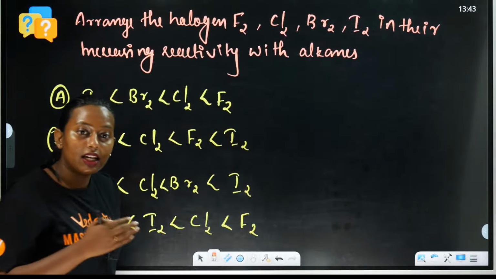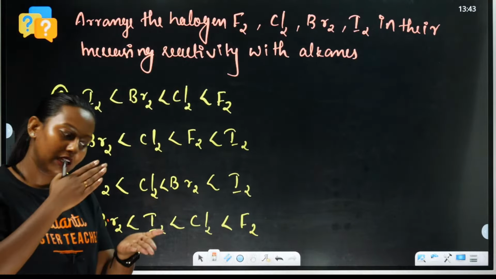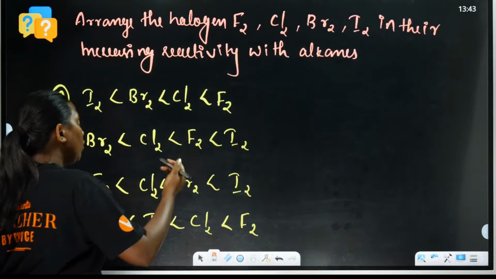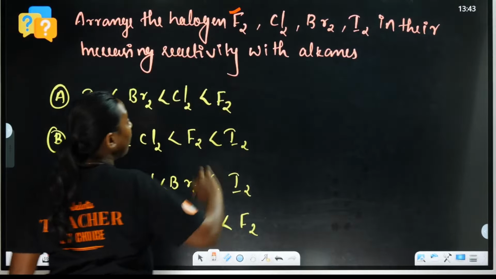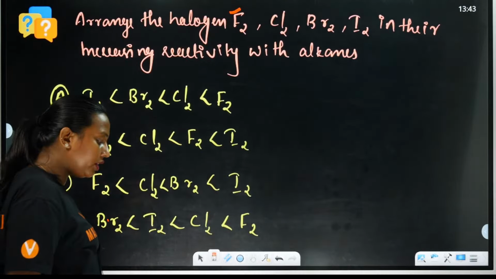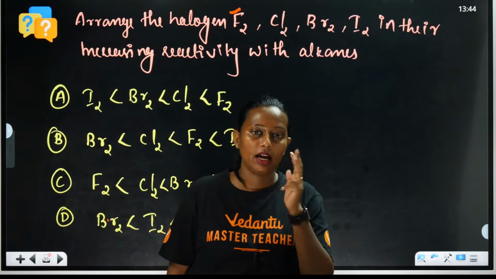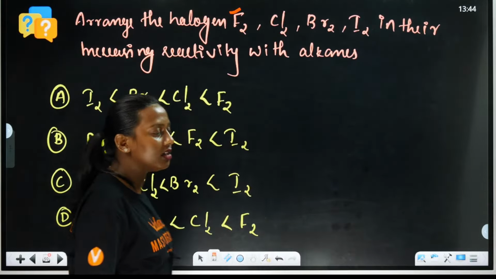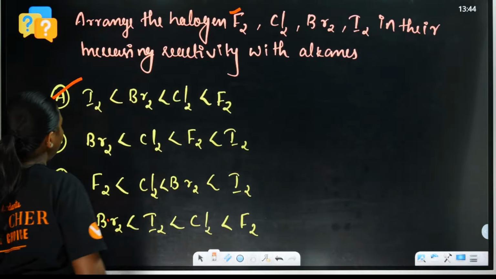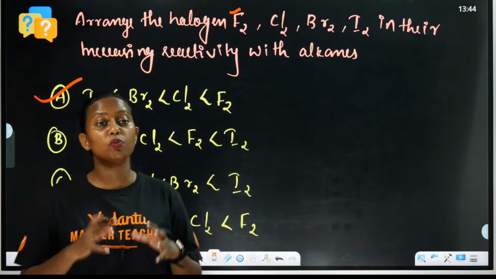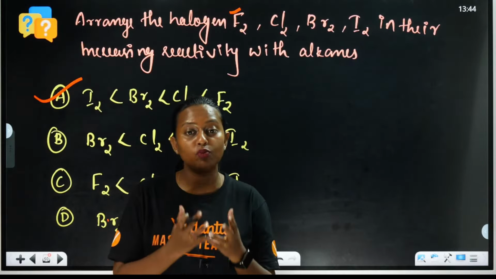Increasing order. We know that fluorine is the most reactive, then chlorine, then bromine, then iodine. So what is the correct answer? The correct answer is A only. Fluorine, chlorine, bromine, iodine. Yes, fluorine is more reactive.